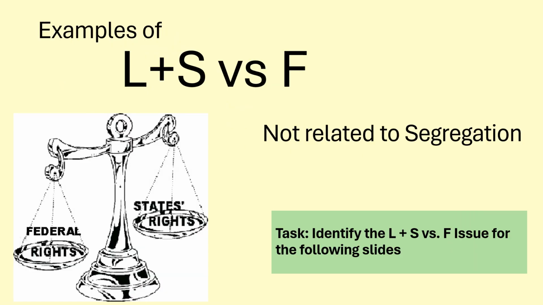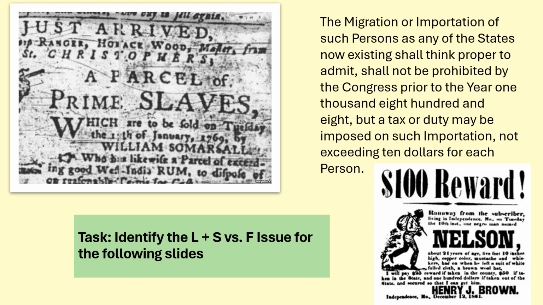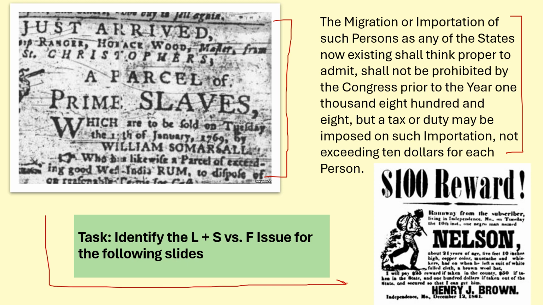We're going to look at a couple of other examples of local, state versus federal. Not all of these are related to segregation. In the task, you want to identify the issue. Issue number one is connected back to slavery. We have the federal language here. We have an advertisement for selling of slaves, and then of course we have a reward for this particular individual who has gone missing. What are the local, state versus federal issues?